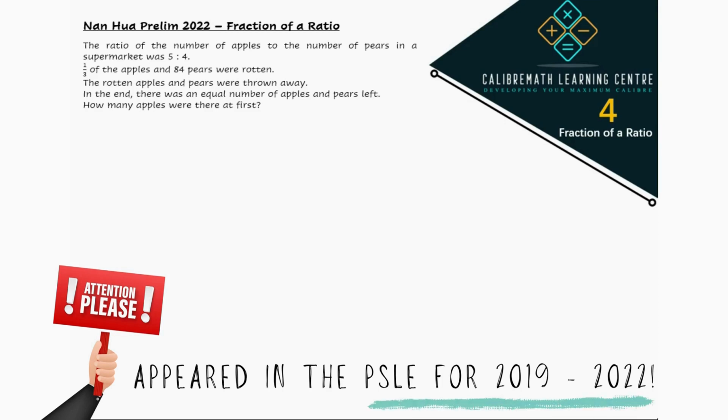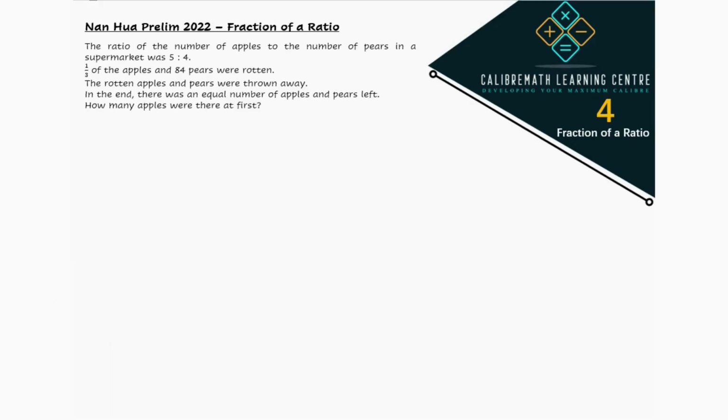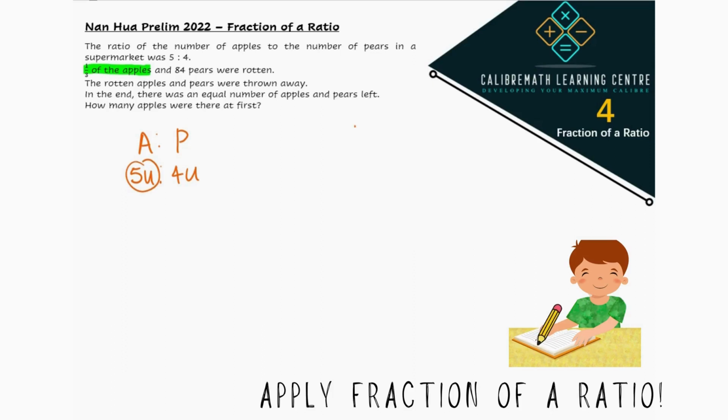For this question from Nanhua Prelim 2022, we will start by writing the ratio first. The ratio of the number of apples to the number of pears in the supermarket is 5 units is to 4 units. And we are given that 1/3 of the apples were rotten. Now, since we know that the number of apples is represented by the 5 units, we can find out what is 1/3 of the apples, which is 1/3 of 5 units, by using 1/3 to multiply by 5, and that gives us 1 2/3 units.